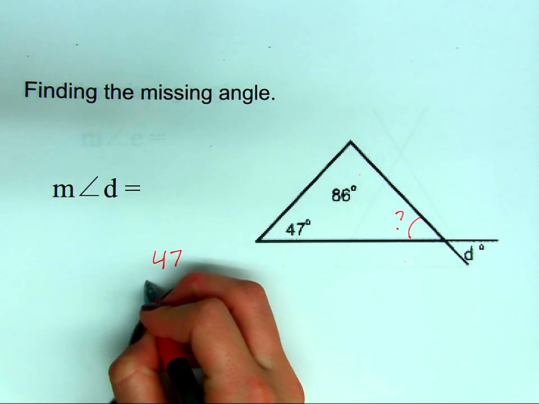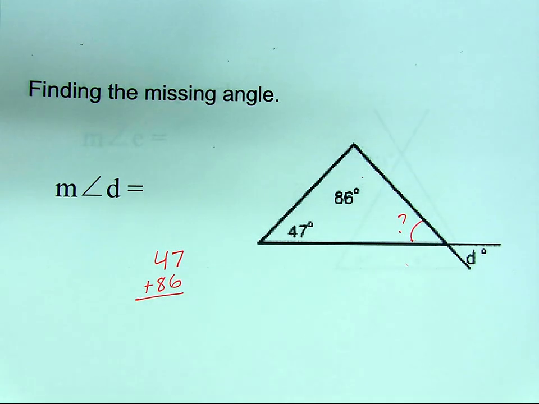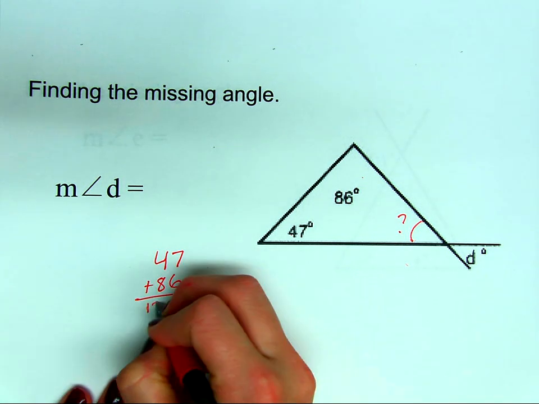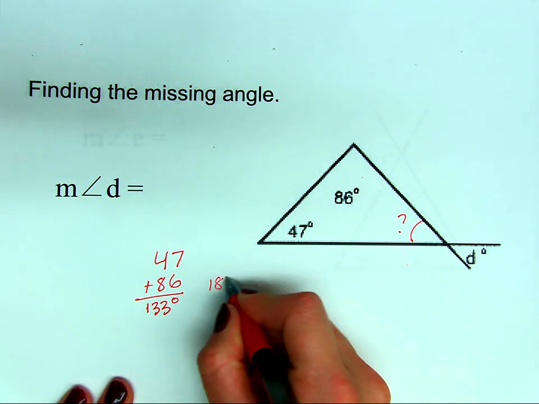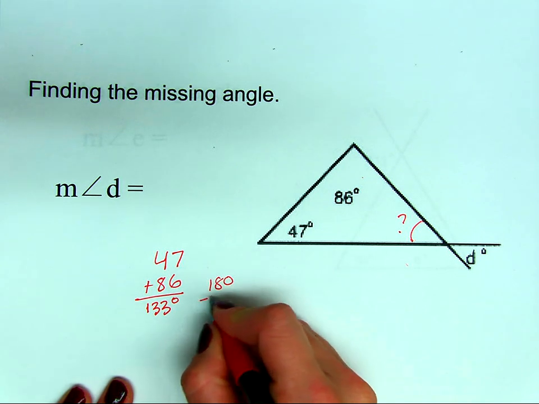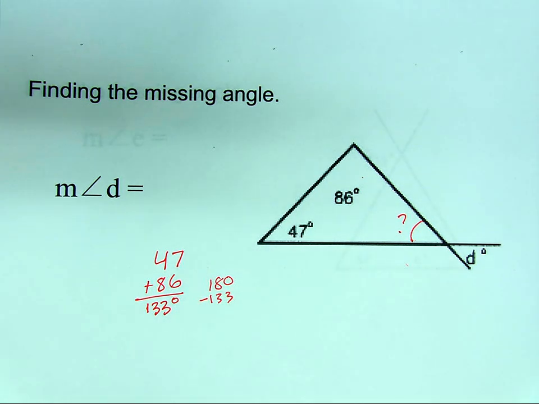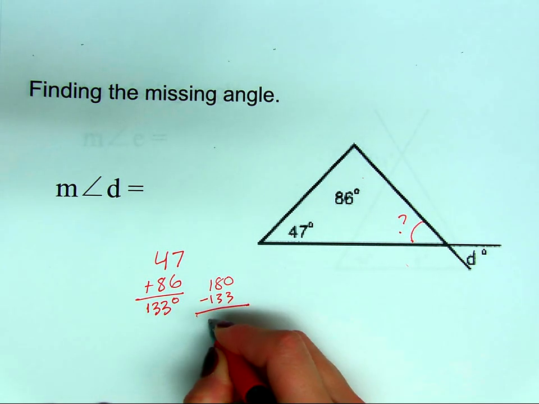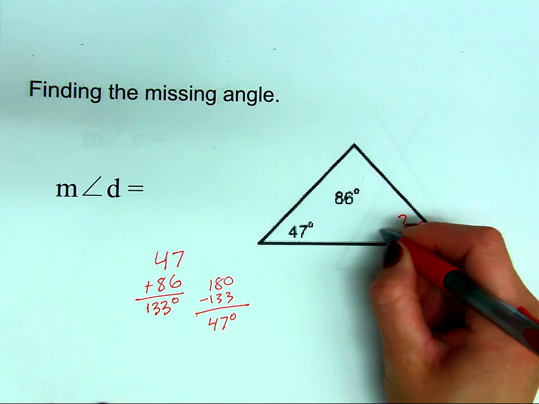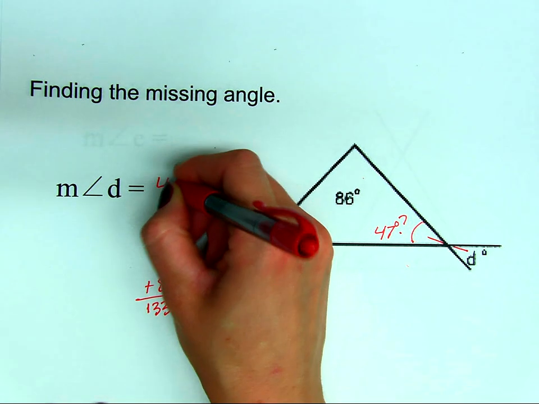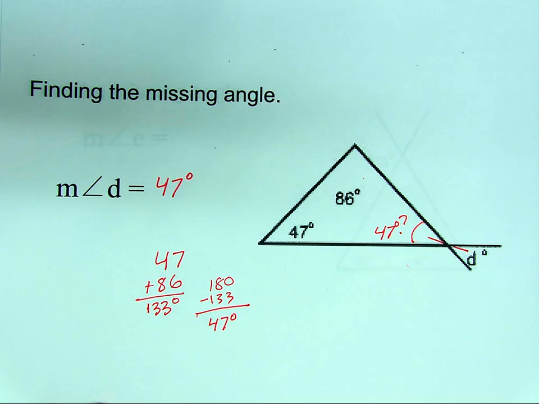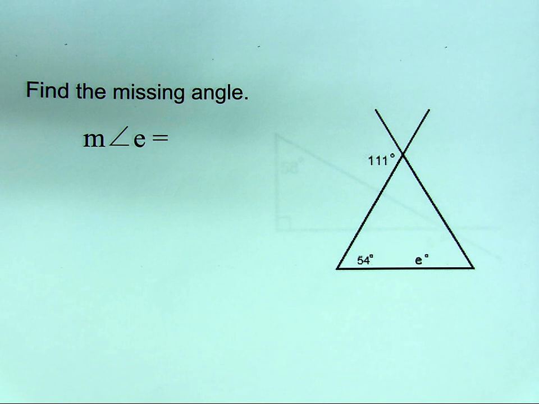So 47 plus 86 gives you 133 degrees. Those are all inside a triangle, so they add up to 180. When we take our 133 away from 180, we get 47 degrees. Since these are vertical angles, they are congruent, so the measure of angle D is also going to be 47 degrees. I'm going to let you pause and try this next one on your own first.